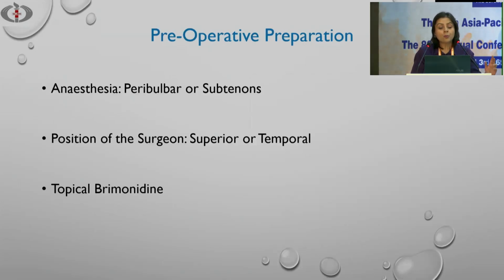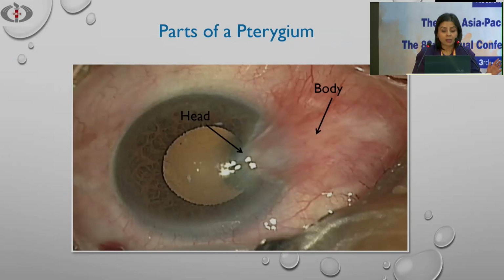When we talk about pre-operatively, what are the things that we should look at? The anesthesia could be peribulbar or subtenons. I personally prefer peribulbar anesthesia when we are talking about pterygium surgery. We could either be superior or temporal, whatever works better in your hands. And instilling topical brimonidine for a couple of minutes, maybe 10 minutes before the procedure, helps in reducing the amount of intraoperative bleeding. So these are the preoperative concerns that we should keep in mind.